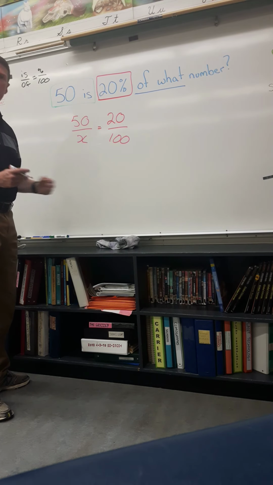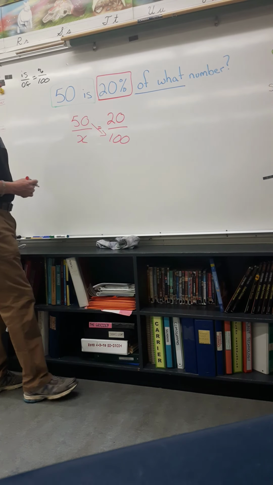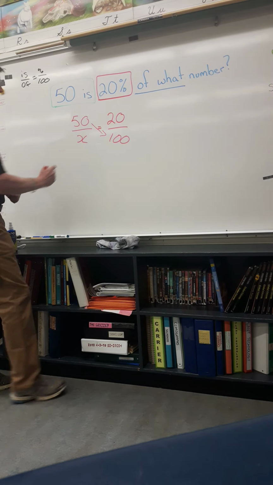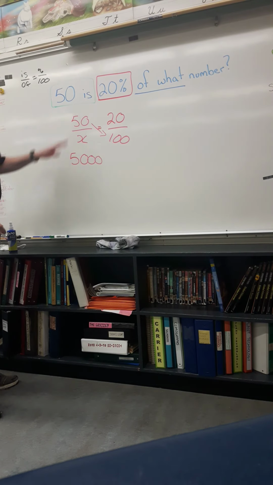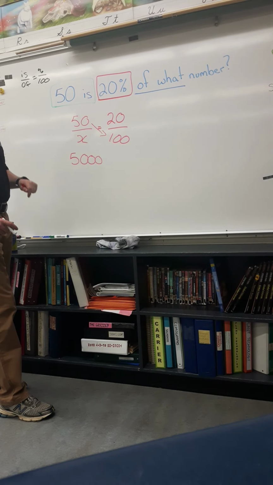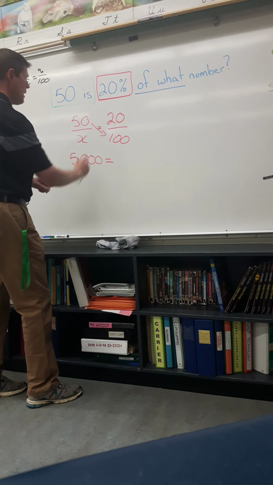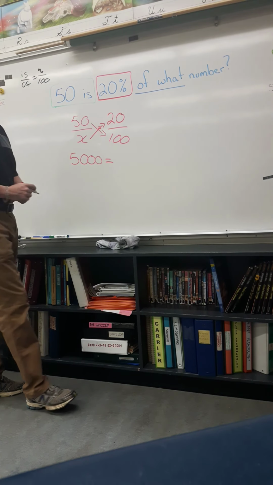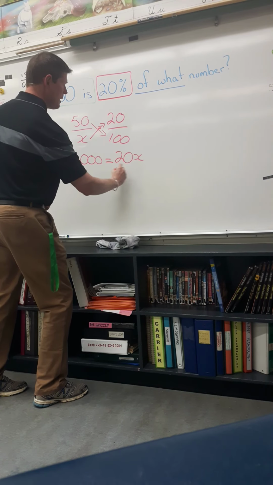Now, just like in every other question, let's do our cross multiplying. So if we have 50 times 100, that equals 5,000. Remember that 5 times 1, and then you add the zeros. We have 3 zeros. That's how you get 5,000. Now let's multiply our 20 times x, which happens to be 20x.